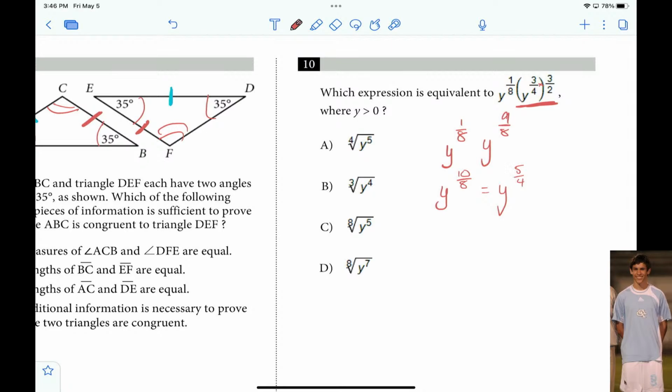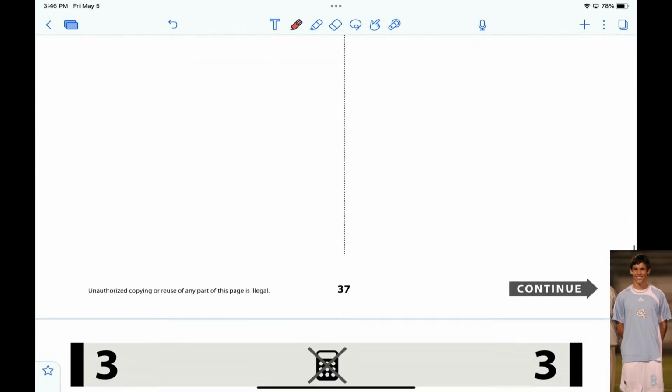And remember, the number on the bottom goes outside, the number on the top goes inside. The way I think about it is that whatever is on top is the power. So that is going to stay as an exponent, an exponential power. So yeah, the answer is A.